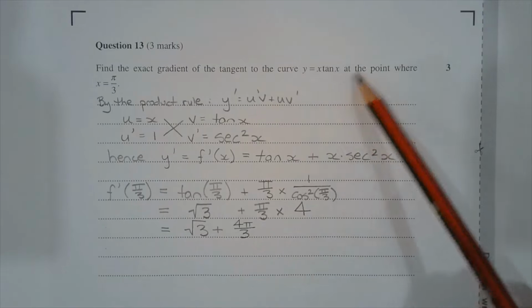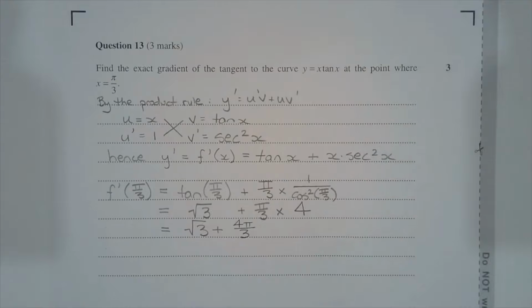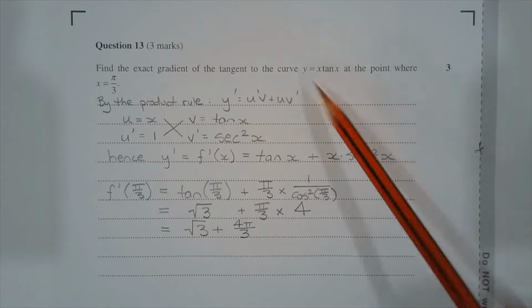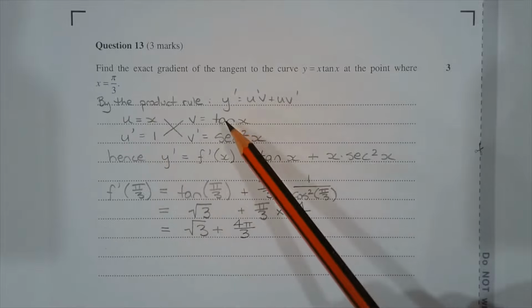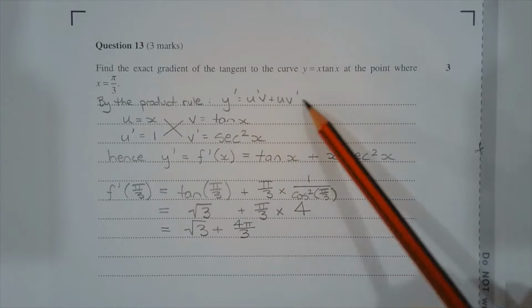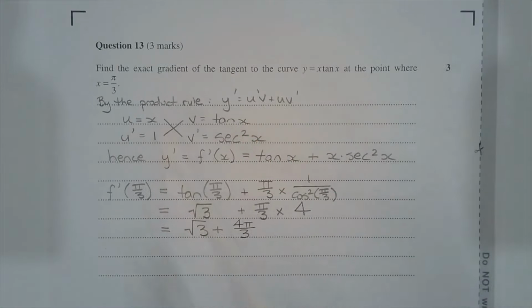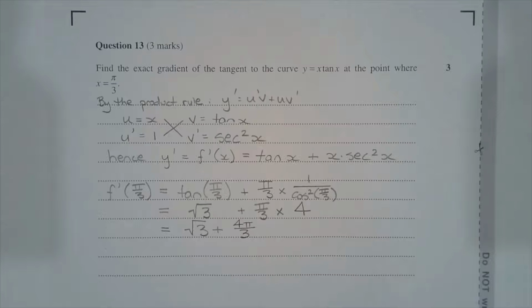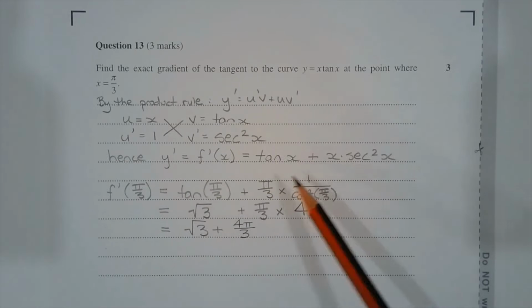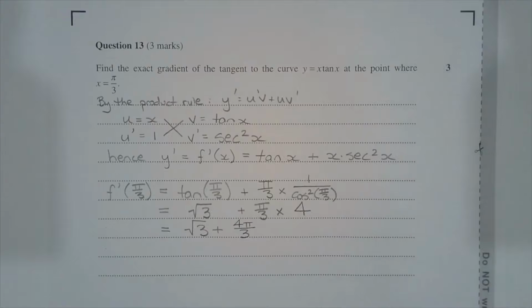Differentiate y equals x multiplied by tan of x using the product rule, since x multiplied by tan of x involves a product of two functions in x. So by the product rule, y dash is equal to u dash v plus uv dash, where u is equal to x, u dash is equal to 1, v is equal to tan x, and v dash is equal to sec squared x. Hence, y dash equals f dash of x equals tan of x plus x multiplied by sec squared of x, and sec squared of x is 1 over cos squared of x.